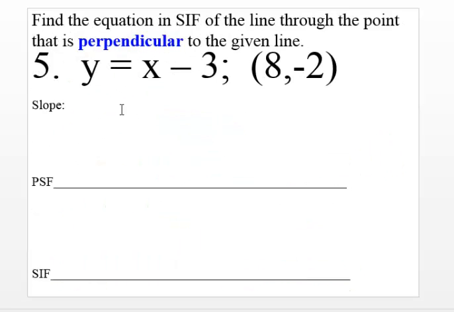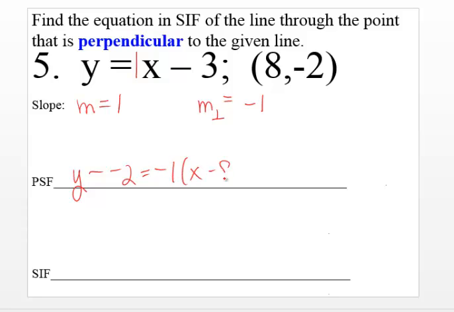In my next example, I am now going to write my answer so that it's perpendicular. In this problem, my slope is 1. The slope of the line perpendicular, I'm going to write that off to the side. The slope of my perpendicular line would be the negative reciprocal of that, which if I reciprocate 1 over 1, I get 1 over 1, but I just need to make it a negative instead. So I'll put it in point slope form first. Y minus my negative 2 equals negative 1 times x minus 8.